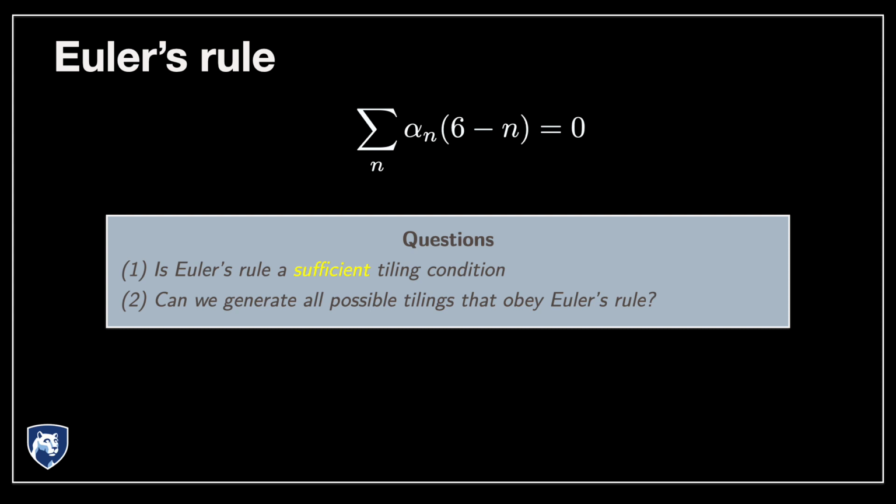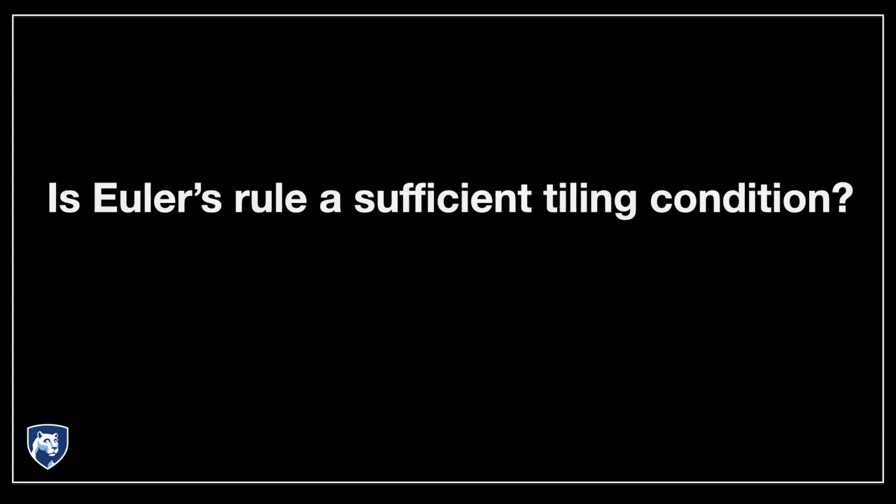So when I say possible, I mean those that obey Euler's rule but are also tiling solutions. And the answer to the first question is no, Euler's rule is not sufficient. And for the second question, once we have the sufficient tiling condition, we can indeed build them. So first, let me try to prove that Euler's rule is not sufficient. The advantage, of course, is that for proving that something is false, I just have to find a counterexample. That's exactly what I'm going to do.